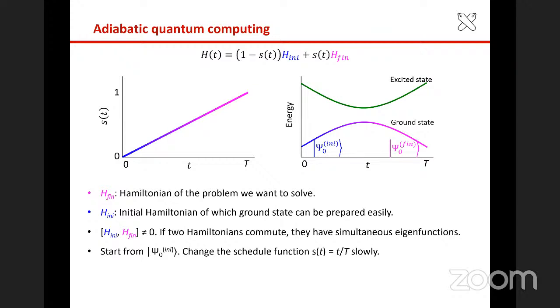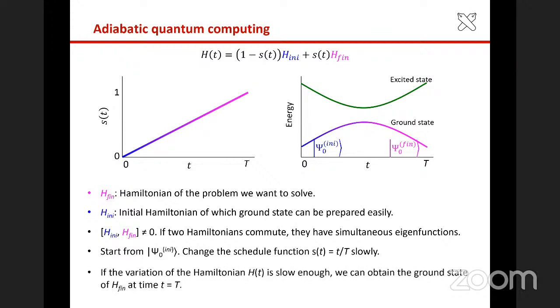And if we start from the eigenfunction of the initial Hamiltonian and change the Hamiltonian slowly, in the end of the time evolution, we can obtain the ground state wave function of the final Hamiltonian. So basically, if the variation of the time-dependent Hamiltonian H(t) is slow enough, we can obtain the ground state at t equals large T.